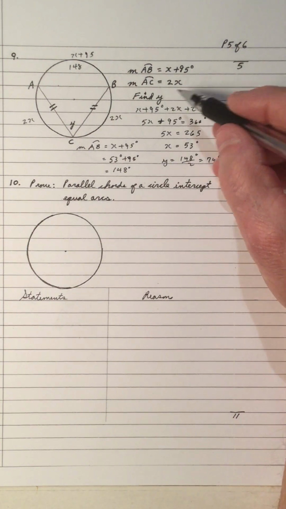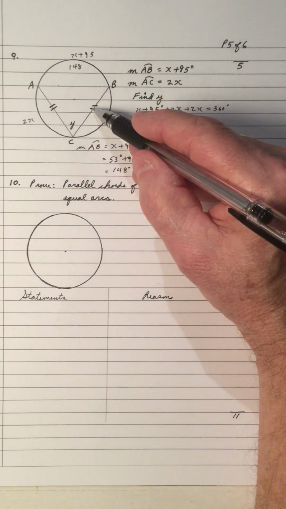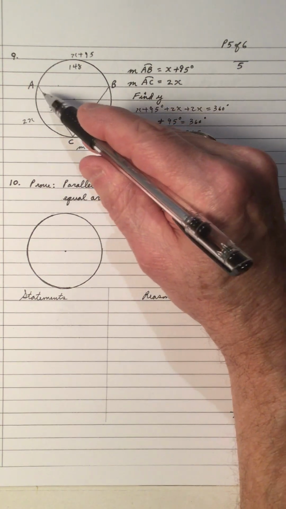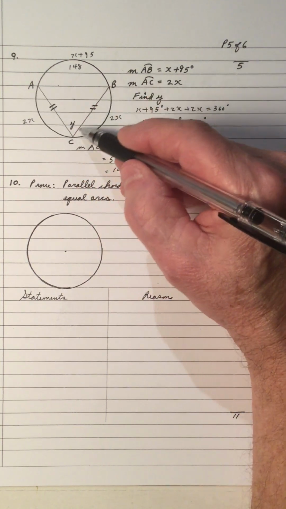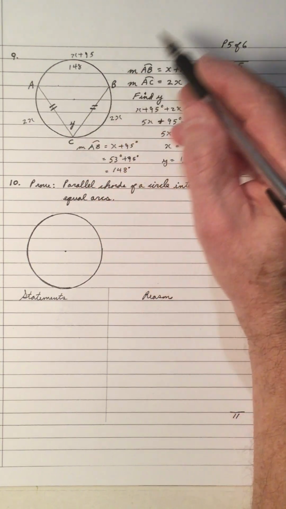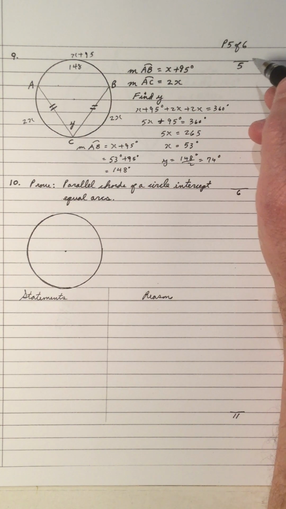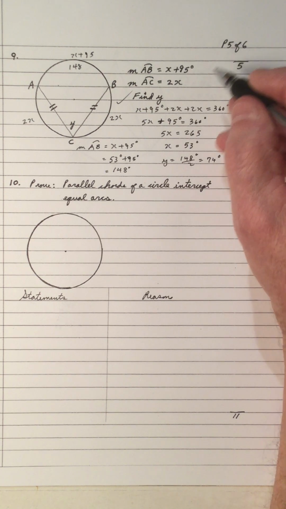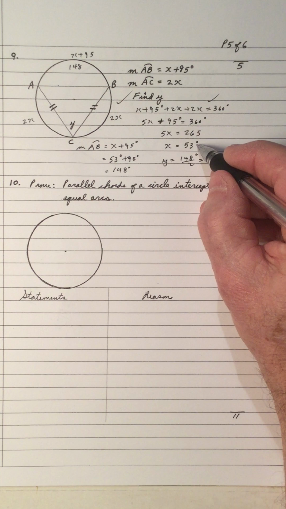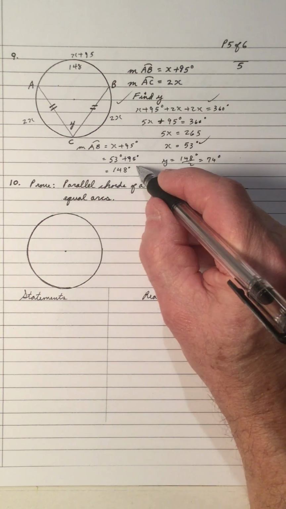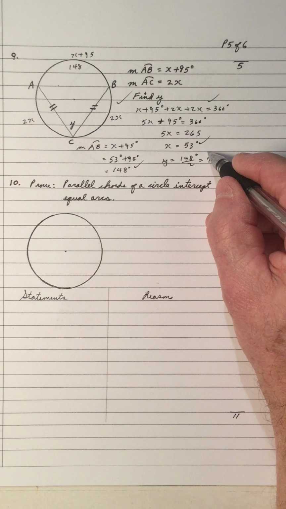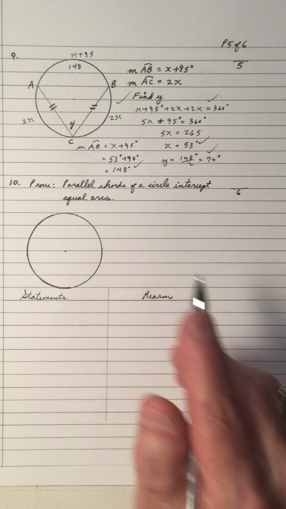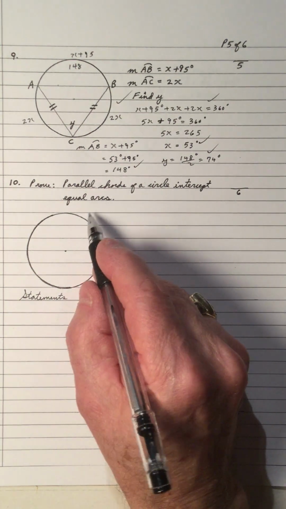So hopefully everything worked out. Again, if two chords are equal, then they intercept equal arcs, or if two arcs are equal, they are intercepted by equal chords. So if you have your diagram, you get a mark. If you have the equation, you get a mark. If you solved it to get 53, you get a mark. If you got the 148, you get a mark. If you took a half and got 72, you get a mark. 5 marks altogether. Number 10, parallel chords of a circle intercept equal arcs.